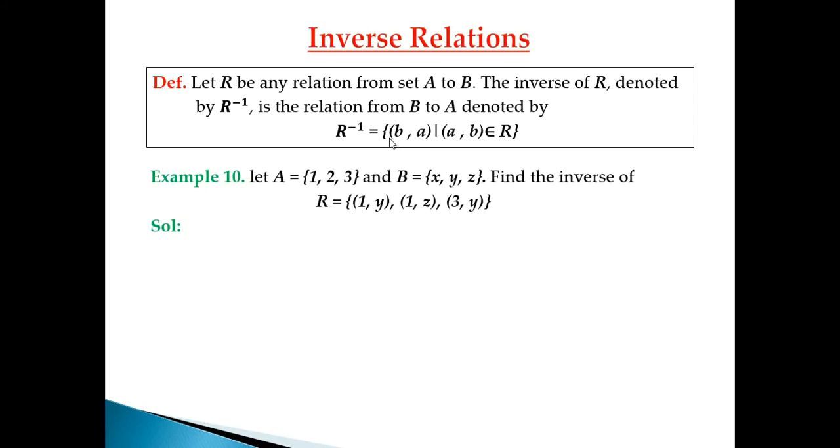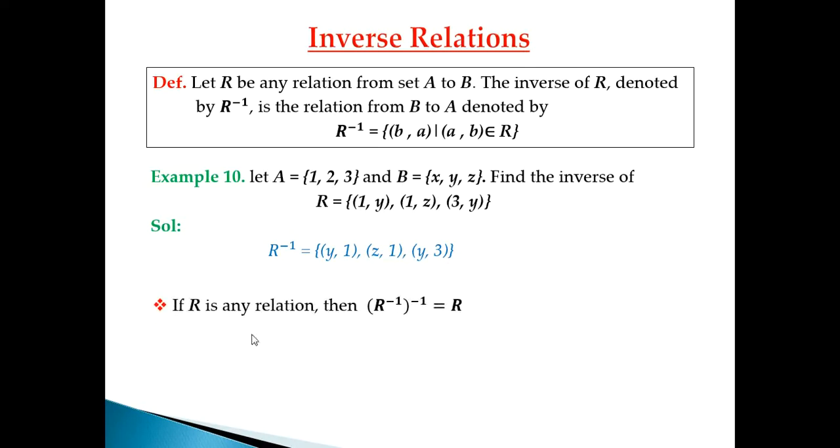So now take an example for this. Here we have the set A in which the elements are 1, 2, 3, and set B has the elements x, y, z, and here we have given the relation (1,y), (1,z), (3,z), and we need to find the inverse. We have to interchange only the elements of the ordered pairs, and that will be the inverse. So R inverse will be (y,1), (z,1), (z,3). Clear what is the inverse?